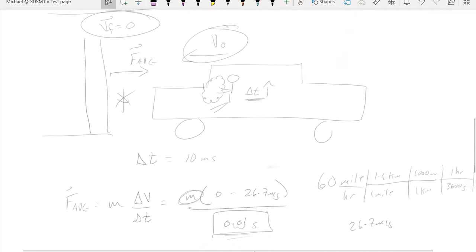The other way that we can extend the time interval during the crash is that a lot of vehicles today are designed with what are called crumple zones. These are zones where the car will literally crumple, and in doing so, it is the car that absorbs the majority of the change in momentum of the system so that you don't have to.